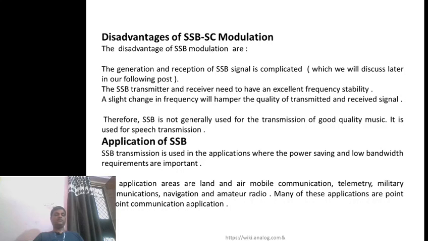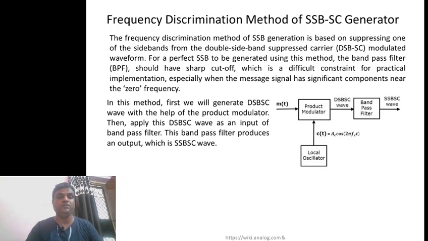Then applications of SSB. SSB transmission is used in applications where power saving and low bandwidth requirement are important. The application areas are land mobile communication, air mobile communication, telemetry, military communication, navigation, and amateur radio. Many of these applications are point-to-point communication. So in short, for point-to-point communication we may use single sideband modulation, but in the case of music we do not use single sideband modulation.